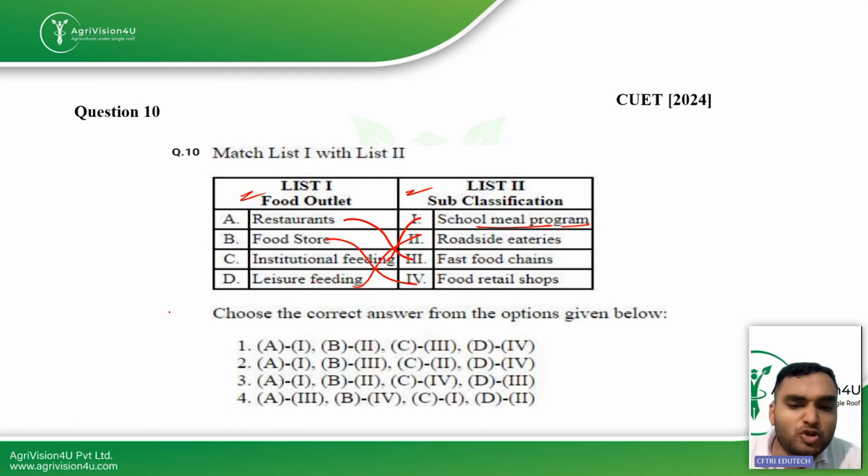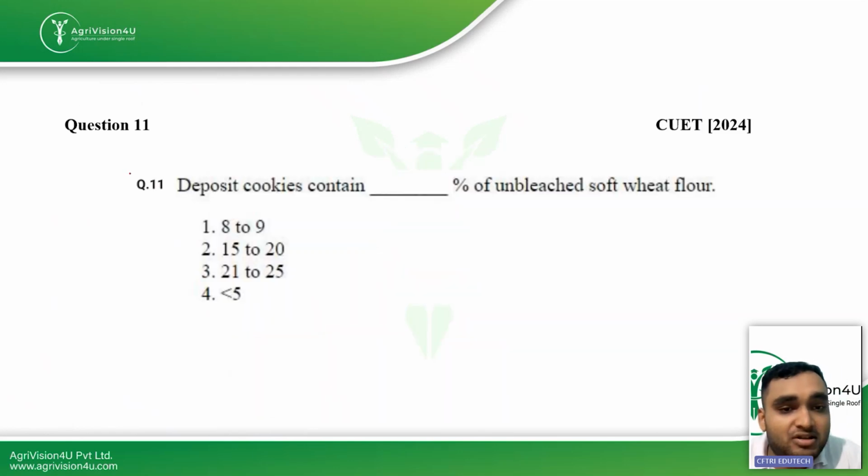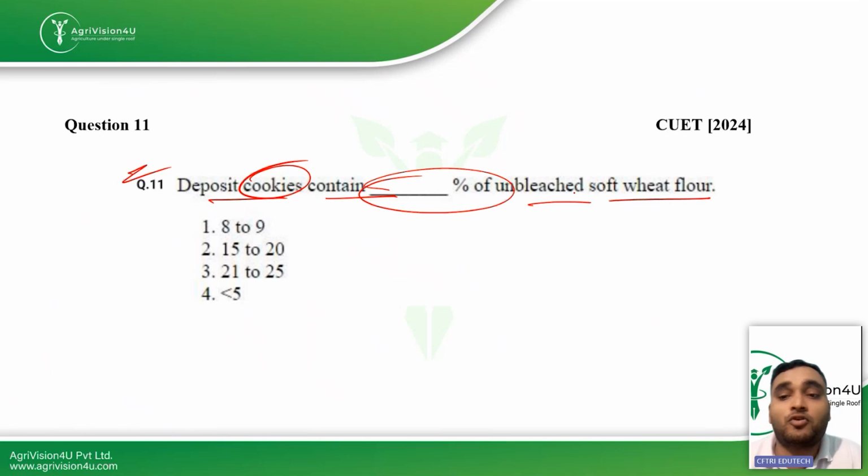So the fourth option is the right option for this question. That is A for third, B for fourth, C for first, and D for second. Then question number 11. This is from your cookies, that is your bakery section. So deposit cookies contain blank percent of unbleached soft wheat flour. So what is deposit cookies? Deposit cookies come from your batter type cookies.